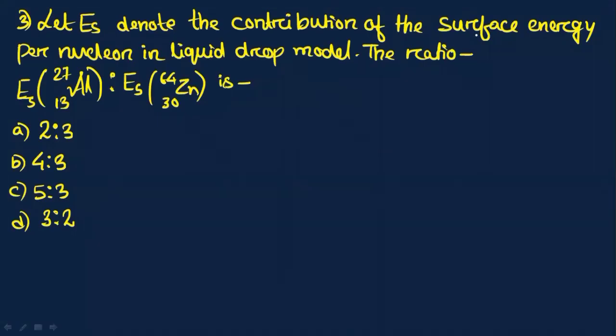So now let's see question number 3. What is said in question number 3? It is said that ES is denoting the contribution of the surface energy per nucleon in a liquid drop model. So we need to find the ratio of the contribution of surface energy of these two nuclei. ES is the contribution of the surface energy. We know ES is equals to what? AS, A to the power 1 by 3 divided by A, meaning the surface energy by A, surface energy per nucleon. Okay, yes or no?